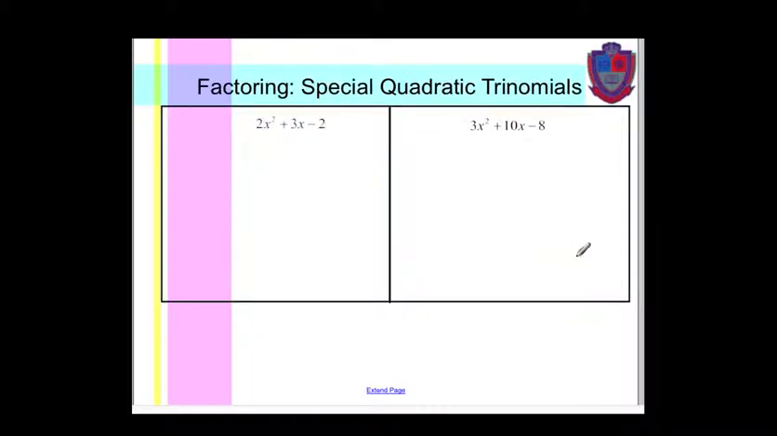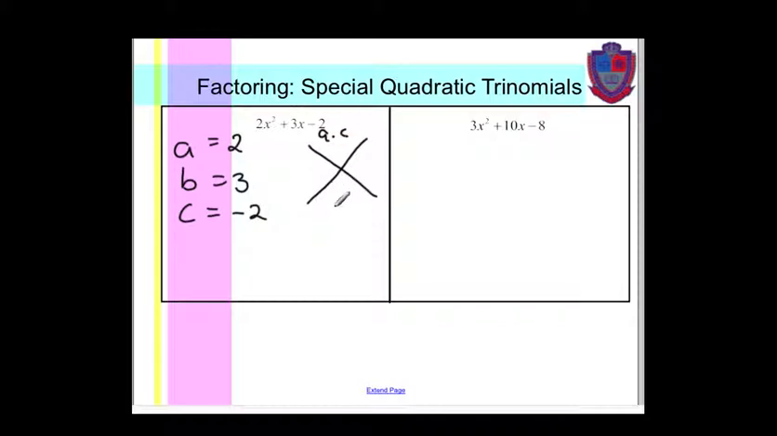Last thing is these special quadratics. With the special quadratic, all it means is that my A is something other than 1. In this case, my A is 2, my B is 3, and my C is negative 2. Same thing applies. A times C in the top, and B in the bottom. So A times C is actually -4, and my B is 3.